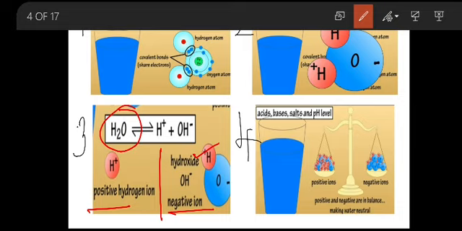I need to balance both positive and negative to have my water as a liquid. If I have an excess of positive, I will be affected. If I have an excess of negative, I will be affected. Similarly, for a water molecule, there should be an equal balance.